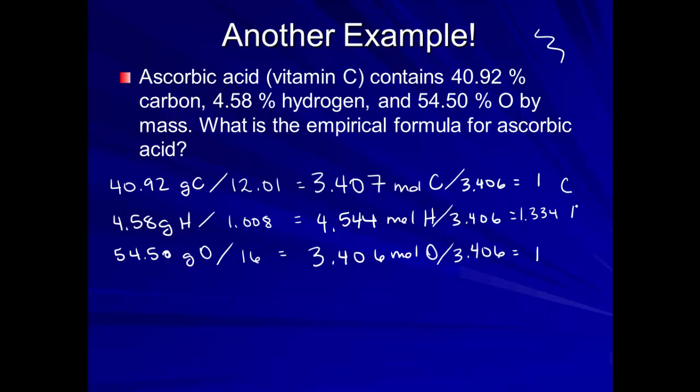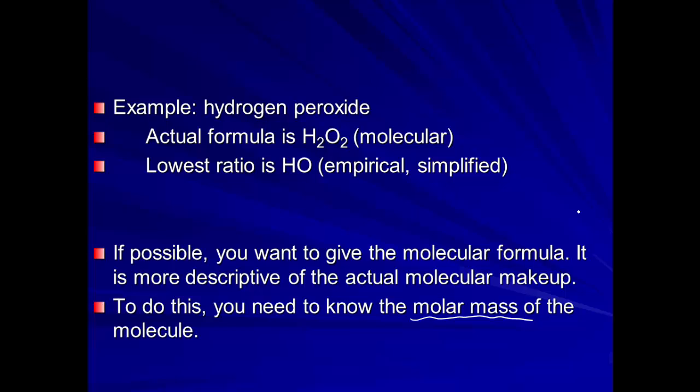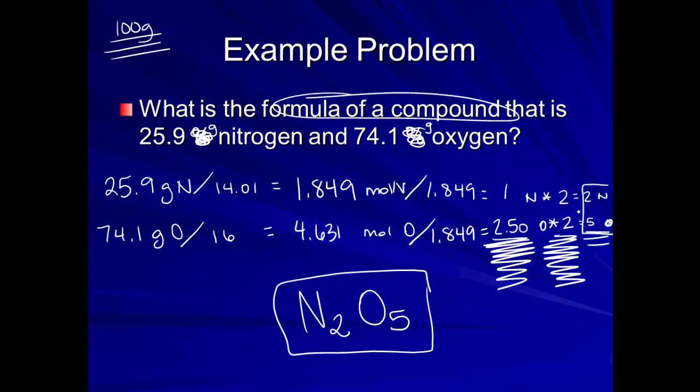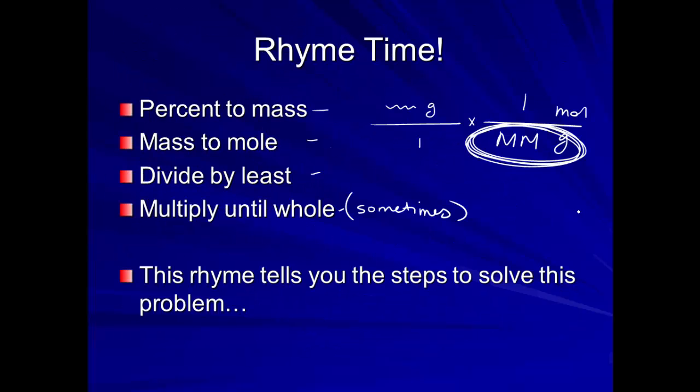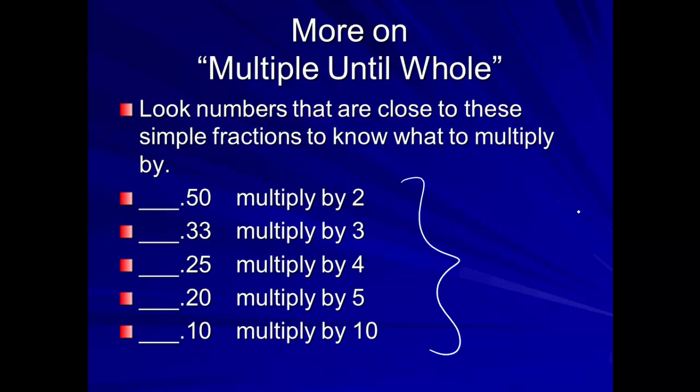So that was carbon, hydrogen, and oxygen. So go back to your rhyme, percent to mass, mass to mole, divide by least, multiply till whole, sometimes. This is one of those sometimes. These numbers right here are not all whole numbers, so you need to multiply them all by the same thing until they are whole numbers. So you need to think back to those fractions that I told you to look for. Okay, so do we see one of those?